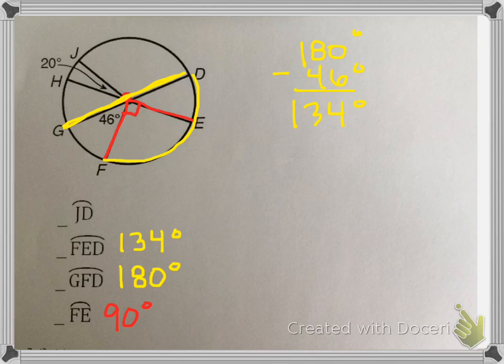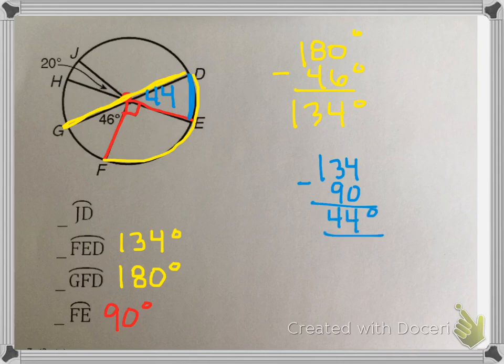One way I chose to do this is I said I'm going to figure out what ED is. This arc, ED. So what I did is I took 90 and added it to 46 and subtracted that from 180. And I got 44. So this was 44 degrees. Or you could just take the 134 and subtract 90, and you get 44 degrees.